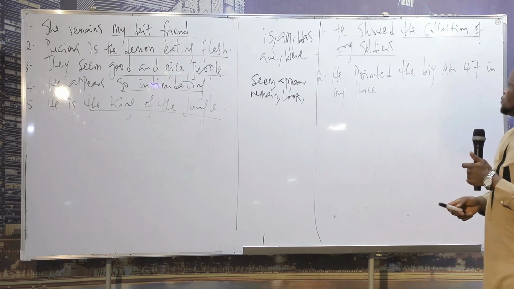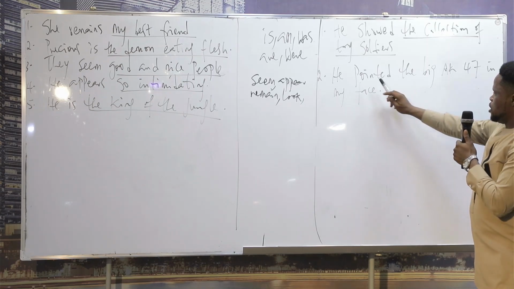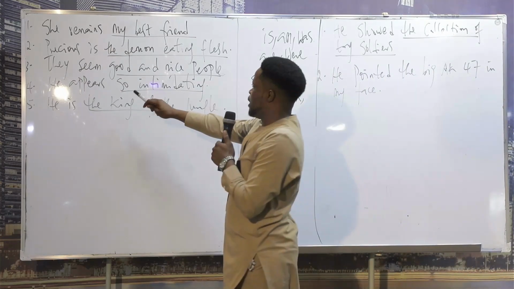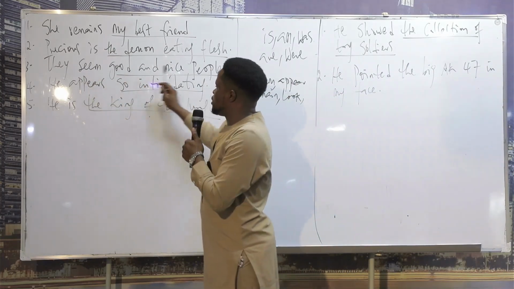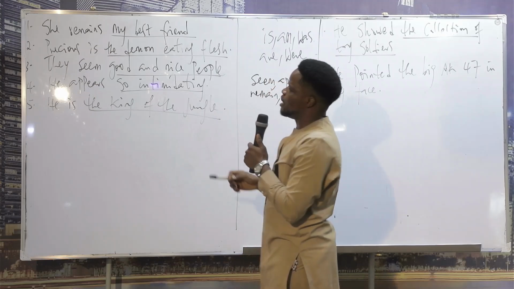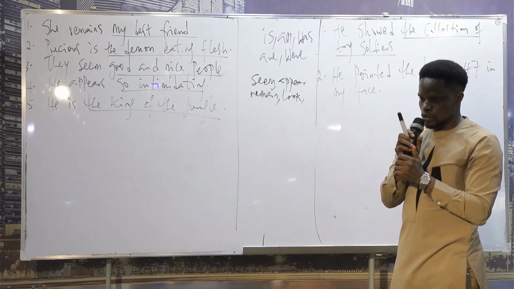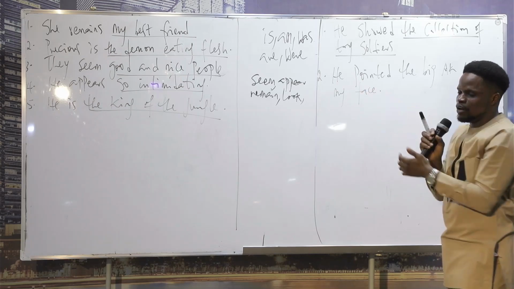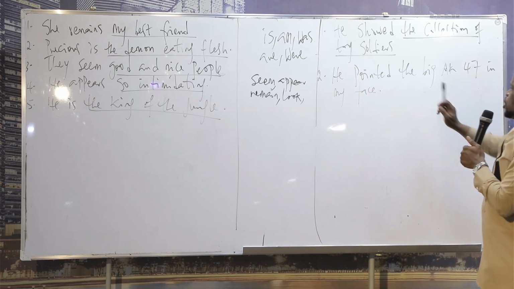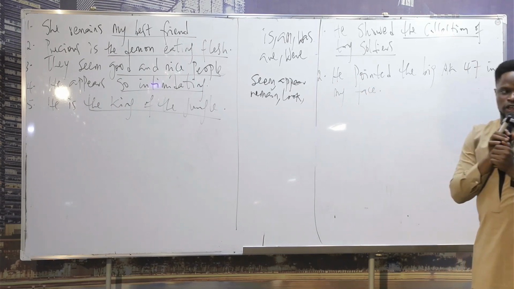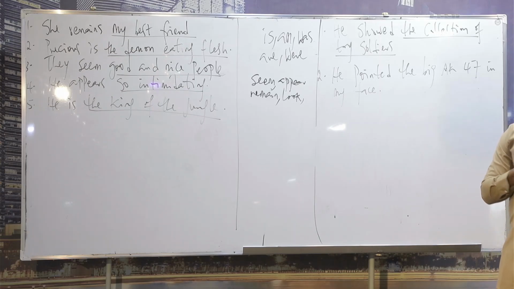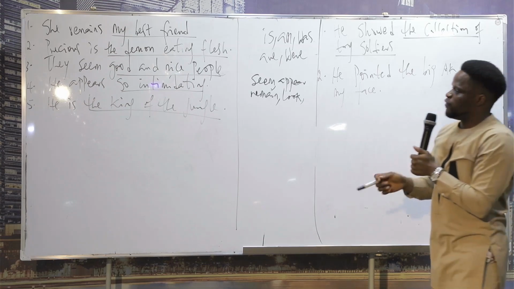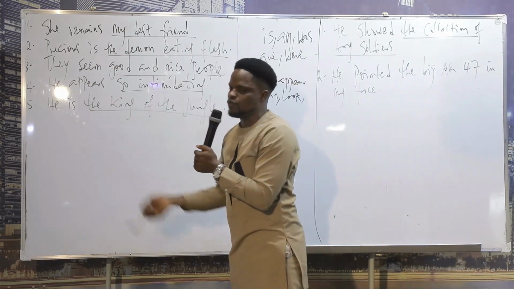Okay, now look up. There is no difference between he pointed the big AK-47 in my face, he appears so intimidating, they seem good and nice people, she remains my best friend. Is there any difference? No. Before the underline, remains is a verb. True or false? Before the underline, pointed is a verb. Before the underline, appears is a verb. True or false?